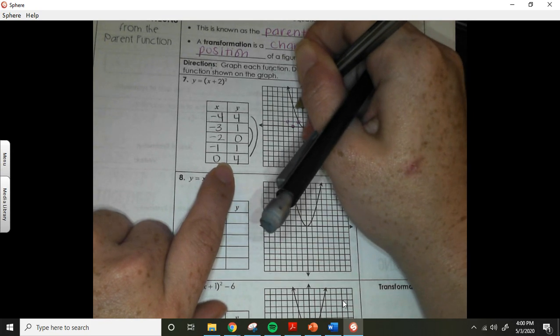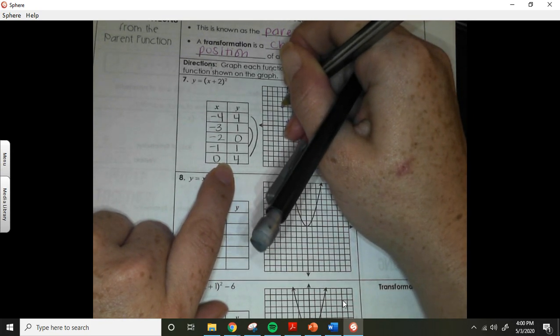Kids, you should not be graphing in pen. Please don't graph in pen.